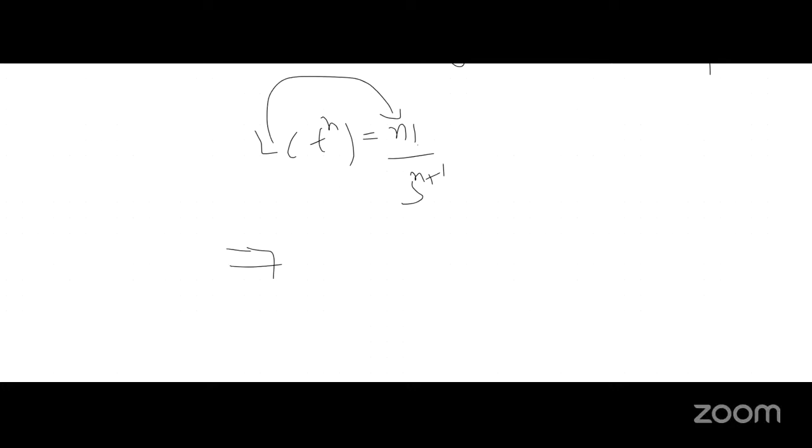So the Laplace transformation of t power of n becomes n factorial by s power of n plus 1. Then the inverse Laplace transformation comes to t power of n by n factorial, that is the inverse Laplace transformation of 1 by s power of n plus 1. So this is the thing. Now we'll do some problems about this one.